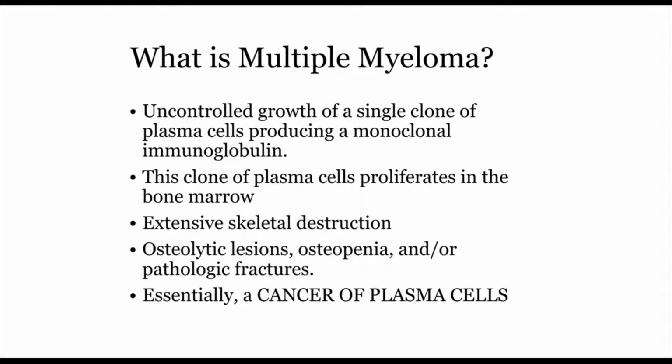I'd first like to start with a very brief introduction to multiple myeloma, as that is the disease which is the most relevant to the quantitation of free light chains. Multiple myeloma is the uncontrolled growth of a single clone of plasma cells producing a single immunoglobulin. This clone of plasma cells proliferates in the bone marrow and may cause extensive skeletal destruction. This skeletal destruction is responsible for osteolytic lesions, osteopenia or thinning of the bone, and/or pathologic fractures. To put quite simply, multiple myeloma is a cancer of the plasma cells.